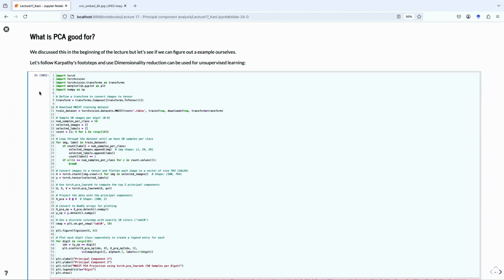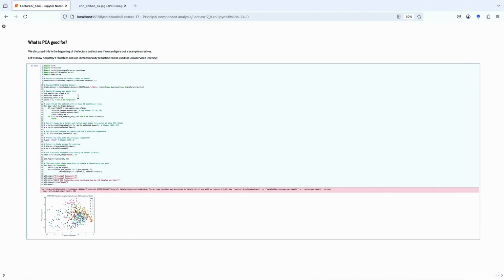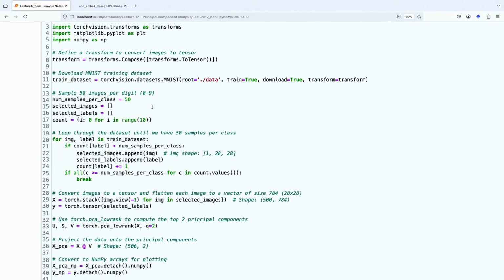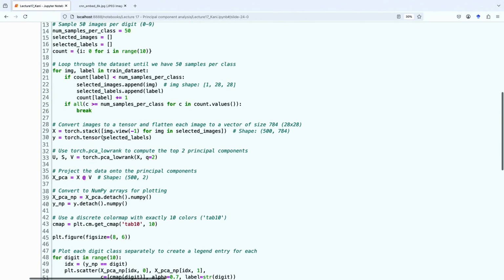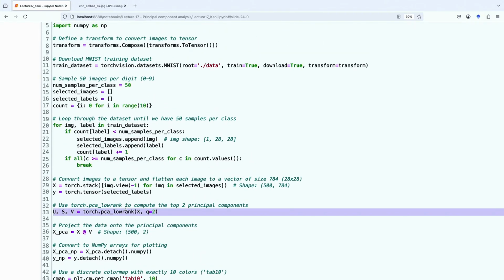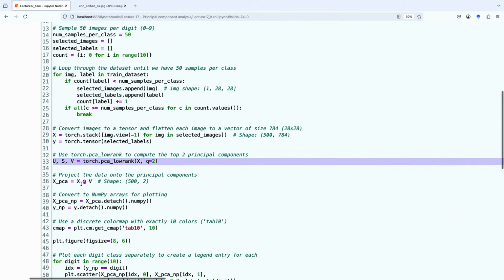We could do the same thing here, which is simply take the MNIST data set. We won't contain all 80,000 examples. Let's just get 50 examples from each class, and then average out the images. We get the number of samples. We go through that process, but more importantly, we just call torch.pca_lowrank, and we ask it for the 2 largest principal components, and then we transform those images.